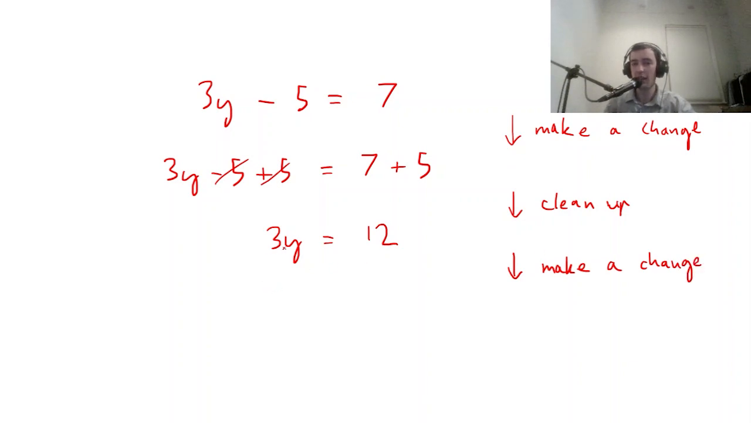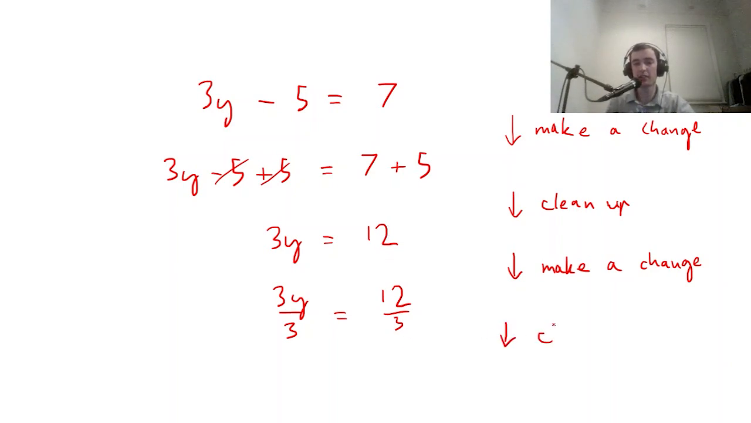Now, next line, we make a change. Okay, so the change we're making is we want to get rid of this 3. And how do we do that? It's 3 times y, so we have to divide by 3. So really, I'll just rewrite it again. 3y divided by 3 equals, remember, you have to do it to both sides, 12 divided by 3.